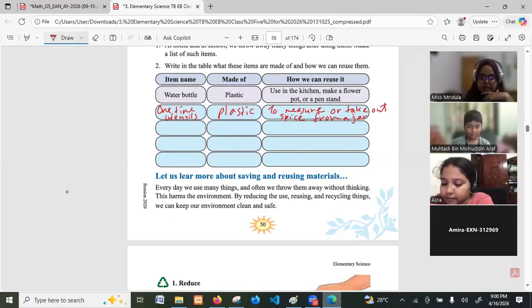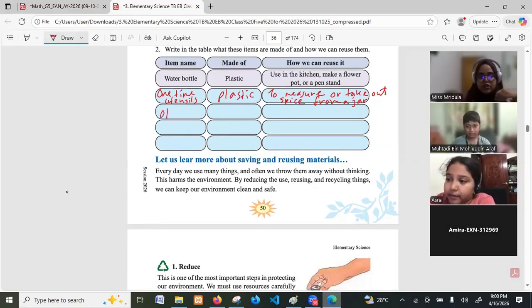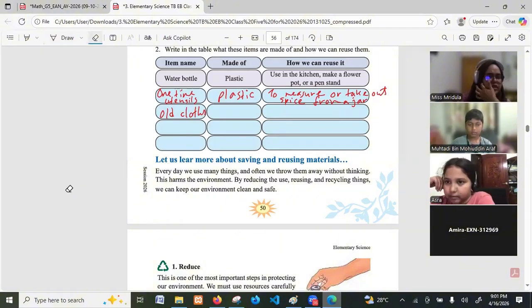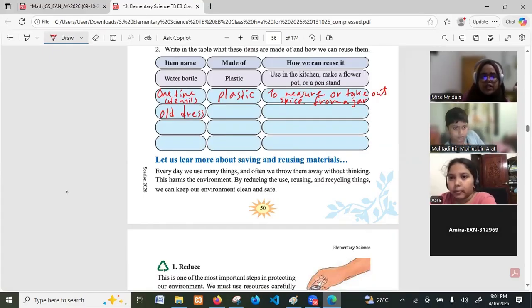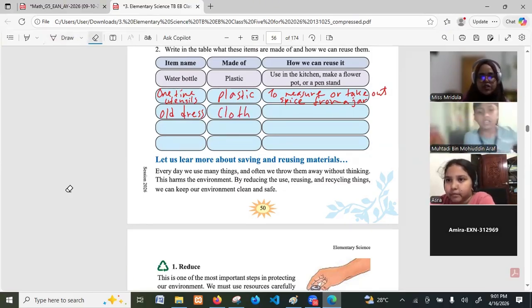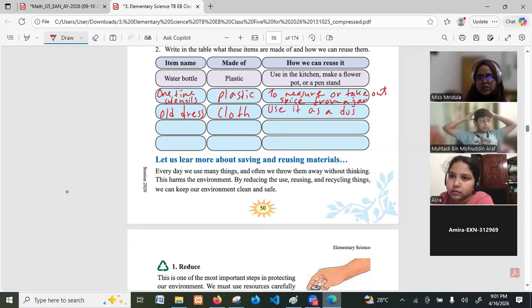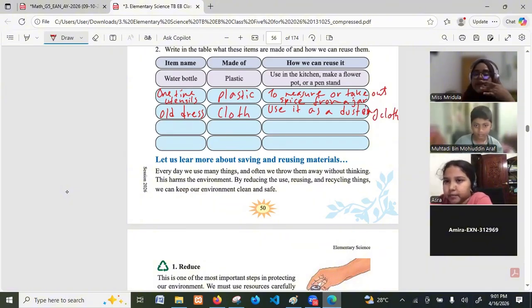What else? The one that I have talked about, the clothes, right? Old clothes. They are made out of cloth. So we should write here old dress or shirt or whatever you want. And we can use it as a duster, or we can say dusting cloth. So these are a few things that we normally throw away, and we can use them in different ways.